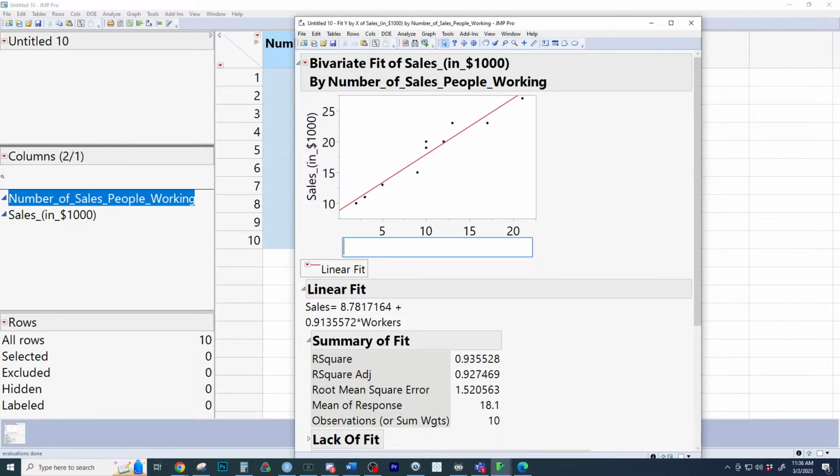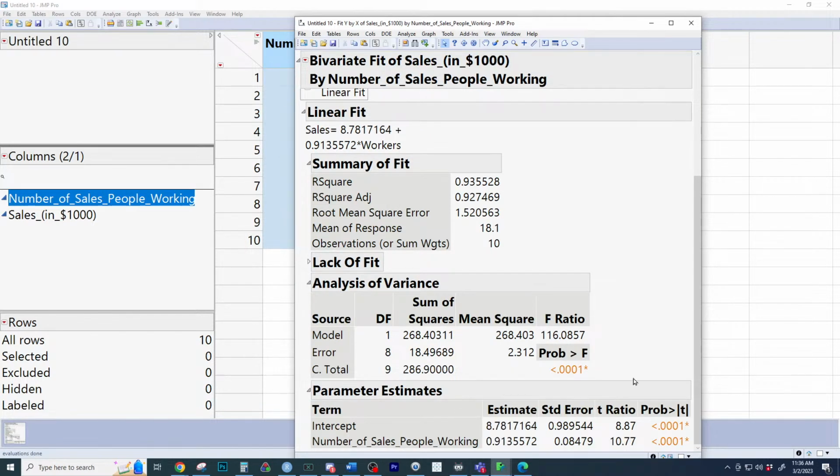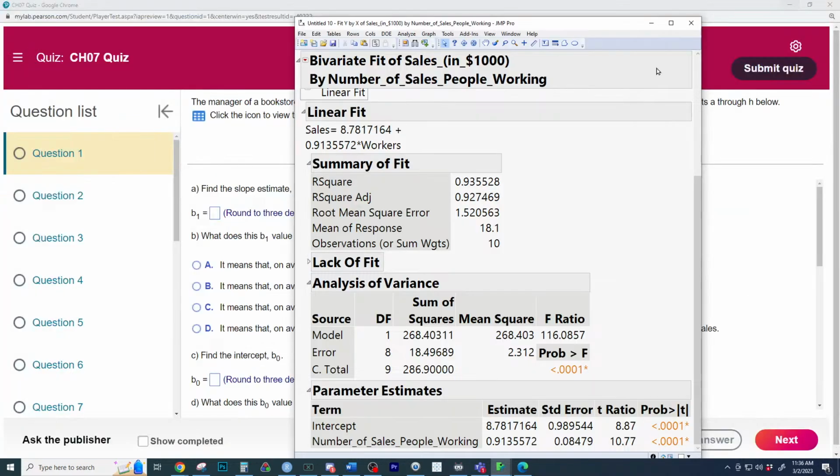You don't have to make these changes, but it just makes more sense. And here's the sales, and it's in thousands. We'll remember that right there. So now we have that the sales is equal to 8.78 plus 0.913 times workers, and the coefficients are also down here for the estimate of the intercept and the estimate of the coefficient of the slope. What does it want? It wants B1, which is the estimate of the slope right here, which is 0.913. And it says round to 3 decimals, so 0.914.